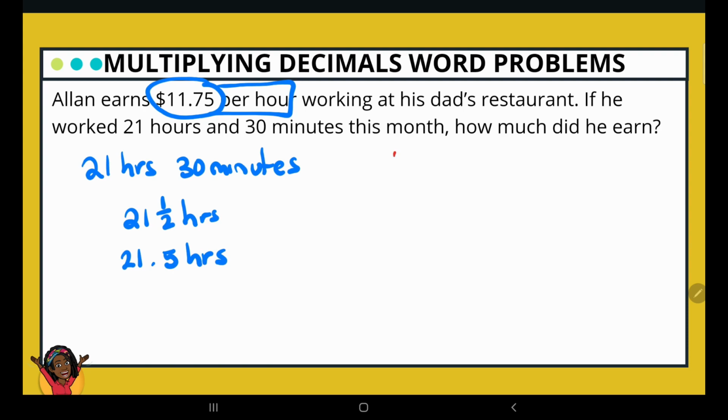So Alan worked $11.75 per hour, and we want to know how much he would have earned in 21.5 hours. So we need to multiply those two, right? Repeated addition is going to lead you to multiplication. So the first hour he worked 11.75, the second hour he worked another 11.75, the third, fourth, all the way up to 21.5 hours.